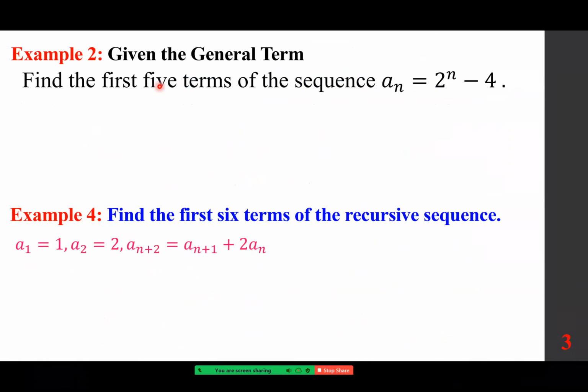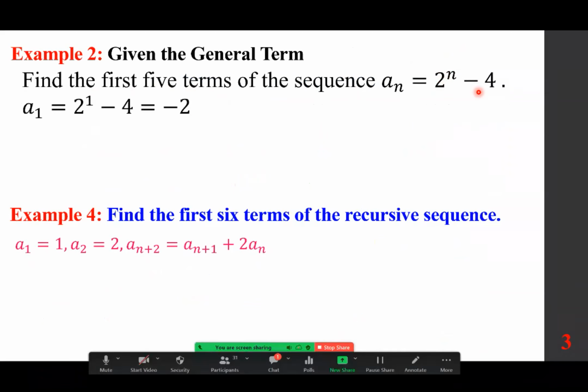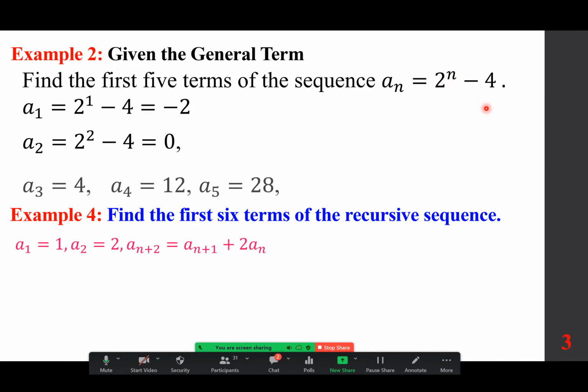We want to find the first 5 terms, which means we're going to replace the n with 1. 2 to the power of 1 is 2 minus 4 is negative 2. We replace it with 2. 2 squared, 4 minus 4 is 0. If n is 3, 2 cubed, 8 minus 4 is 4, so on and so forth. We can figure out the rest.